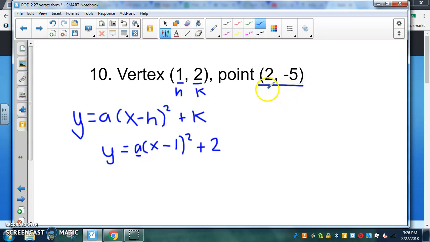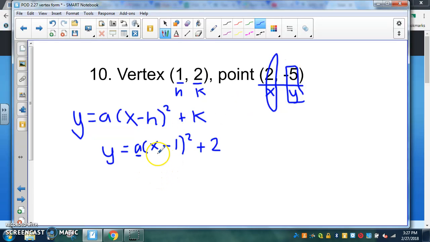And here's the beauty of this. This is an xy ordered pair. Remember, this is an input and the corresponding output. When I put in 2 into this function, I should get out -5. So I'm going to go ahead and do that. I'm going to see what I get out. And then I'm going to adjust my function to see how do I change it to get -5.